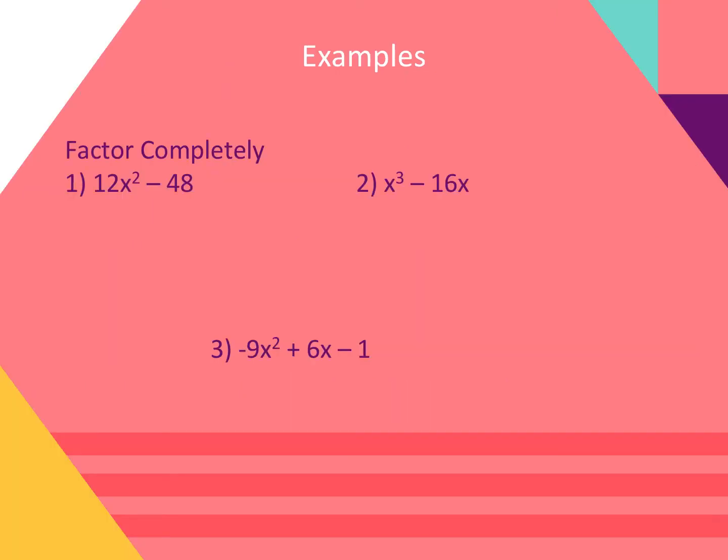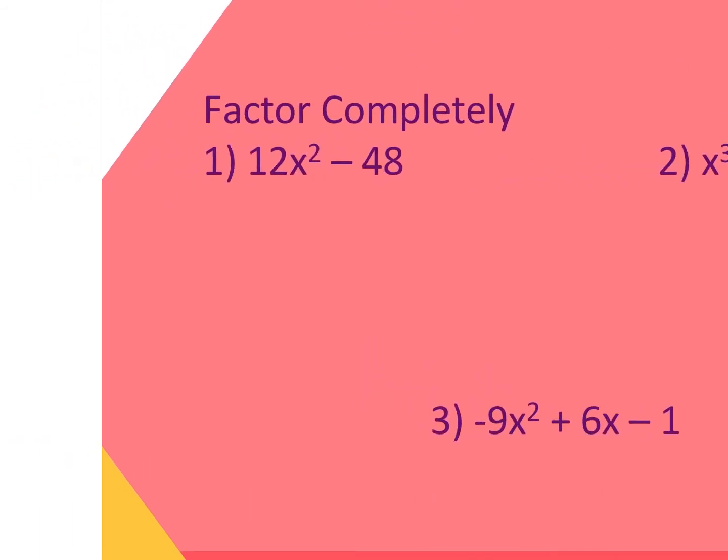So the first one, always look for a greatest common factor. I can see that the greatest common factor between 12x squared and 48, there's no variable in common, but they do have the factor of 12 in common. So I'm going to divide both of them by 12 first. I like to show the division. You don't need to do that, but you do need to remember to put that GCF out in front of what you're getting after you divide. So after I divide 12x squared by 12, I'm left with x squared, and then 48 divided by 12 is going to give me 4.